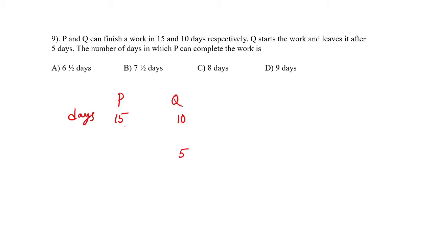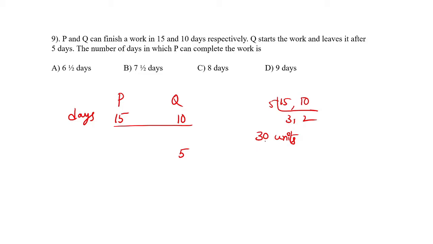First of all, find out the LCM of these two, 15 and 10. LCM: 3 times and 2 times, 3 into 2 into 5, 6 into 5 is 30. Total number of units is 30 units. Work is 30 units. So within 15 days, P can complete the total work of 30 units and Q can complete within 10 days.